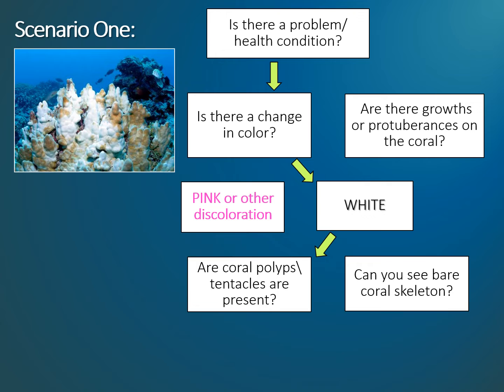Let's go through an example scenario. In scenario 1, you come across an area of coral appearing white, similar to this image. Upon close observation, you can see visible tentacles and live coral tissue. What do these signs indicate? If your answer was coral bleaching, you are correct. These are all signs of coral bleaching.